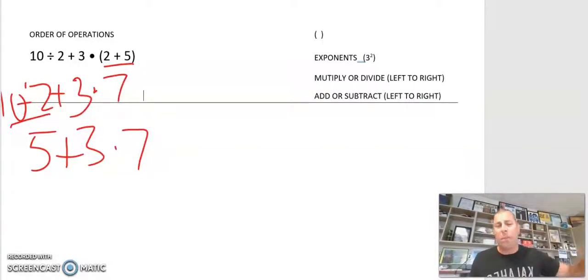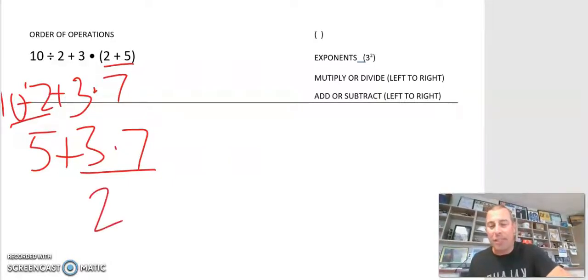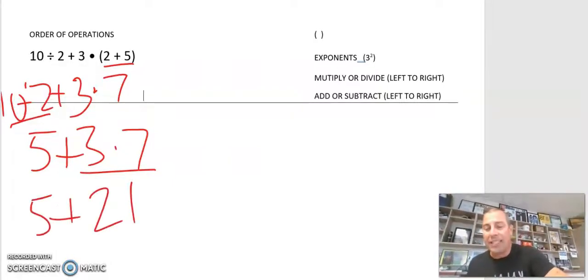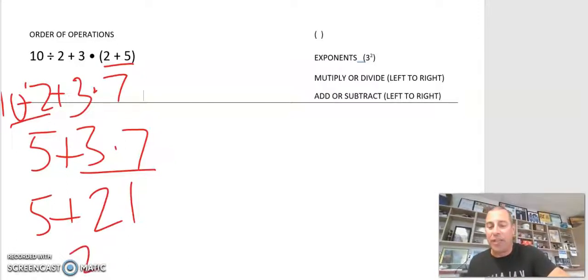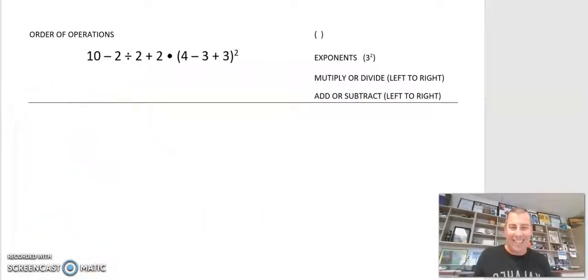I'm still going through my list. I already said there were no parentheses. I already said there were no exponents. Any other multiplication or division? And yes, there is. I've got me some multiplication right there. So I'm going to underline it. 3 times 7 is 21. Bring down who I haven't used, and then we finish it, and we say hello to the answer of question number 26.